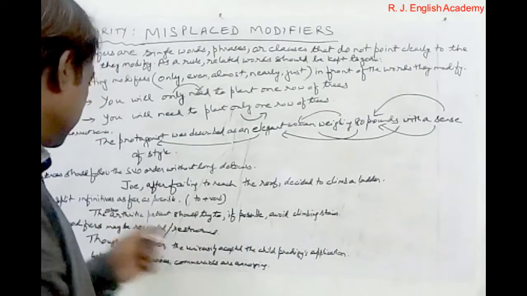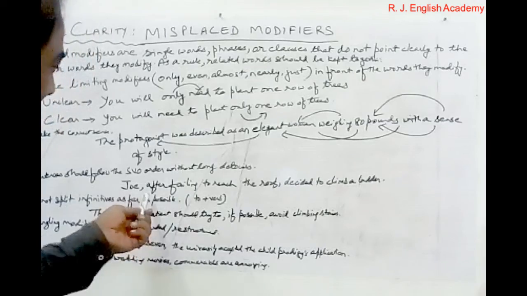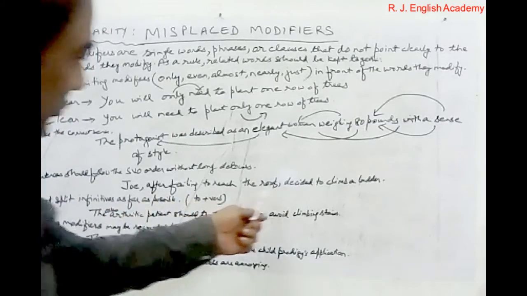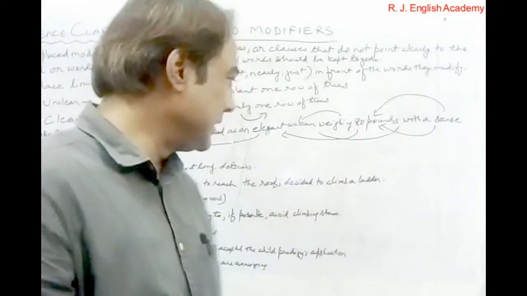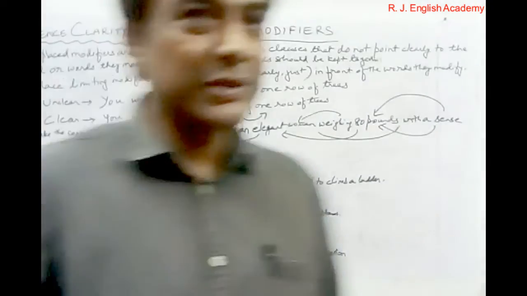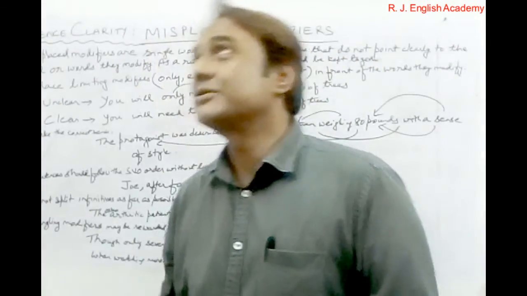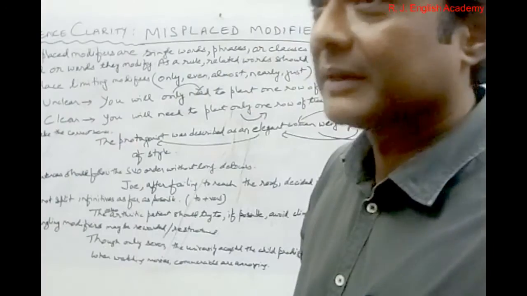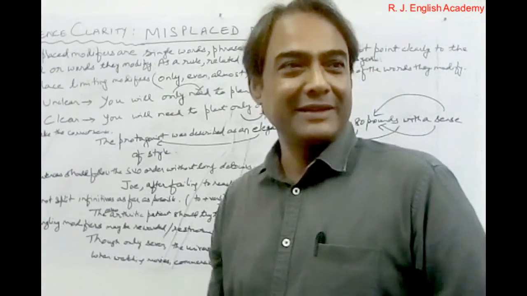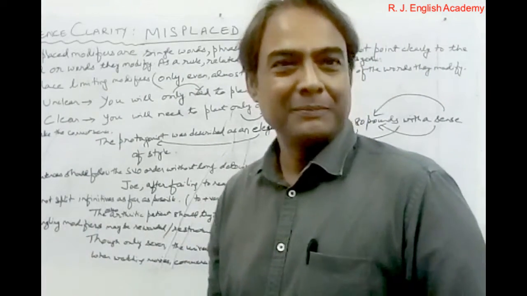So we follow that. Example: Joe, after failing to reach the roof, decided to climb a ladder. So Joe is some person who tries to reach the roof by jumping or something like that. And he fails and he decides, why not use a ladder?